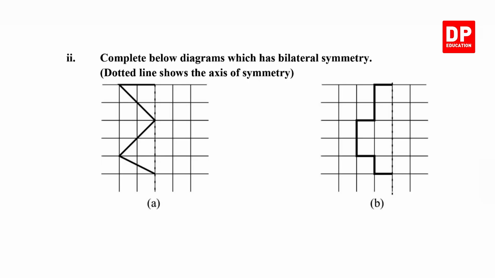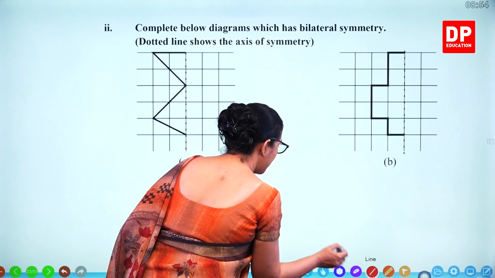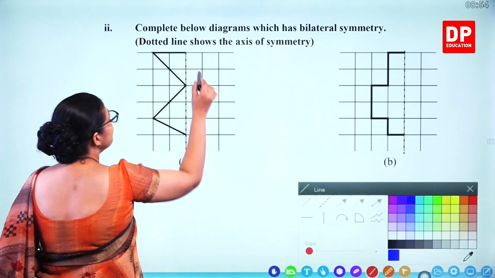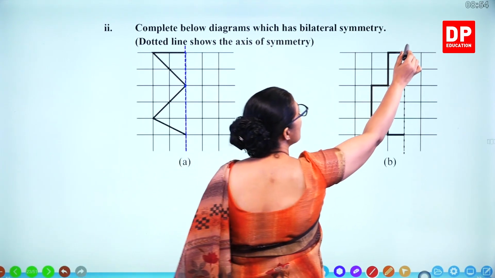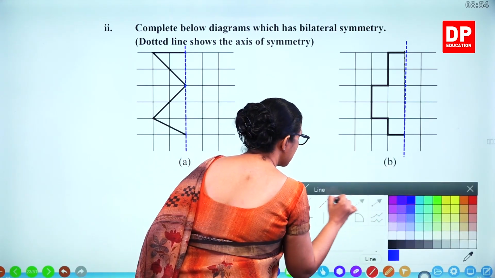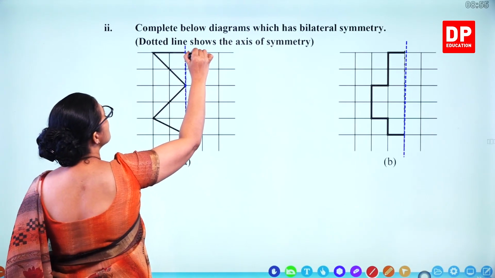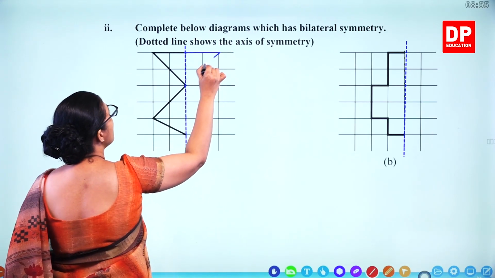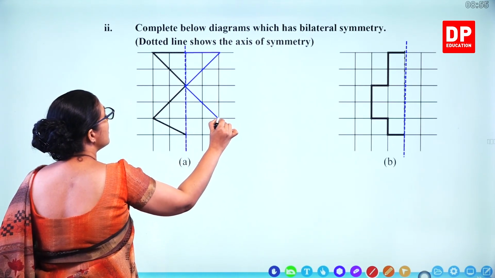And let's take part 2. Complete the diagrams below which have bilateral symmetry. The dotted line shows the axis of symmetry. Here can you see the dotted line? Here it's given this line and here this line. So we can complete the other part. So this is 2 squares to this side and then here 2 squares to this side.